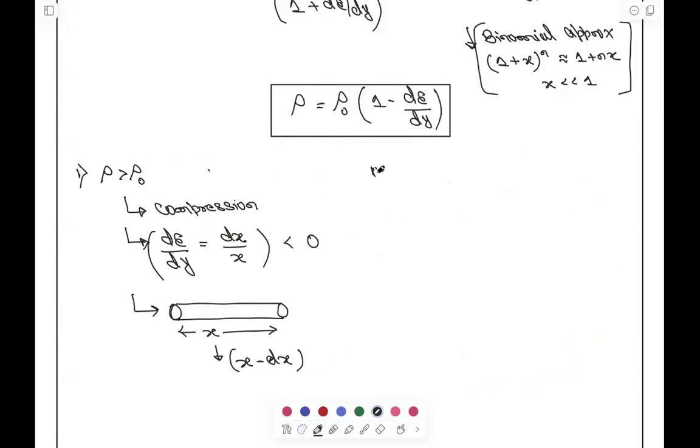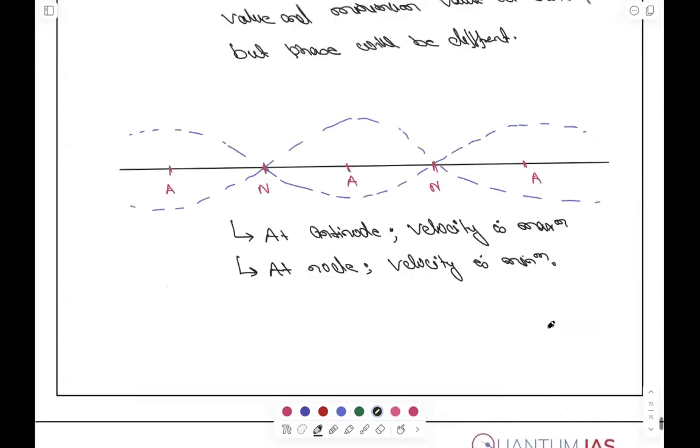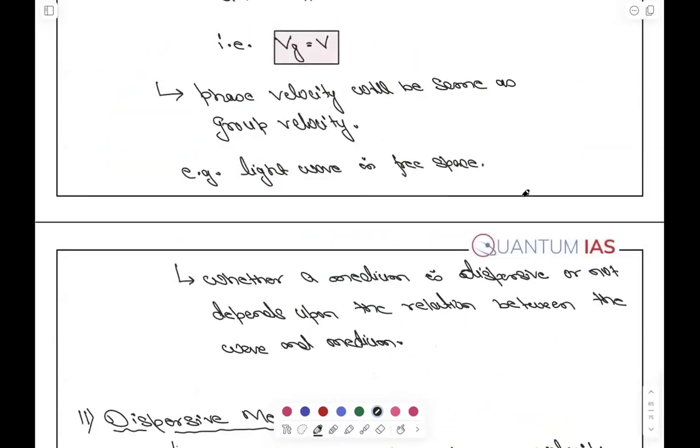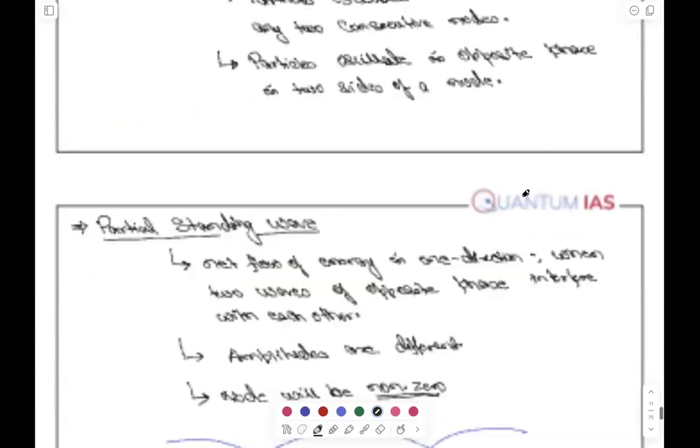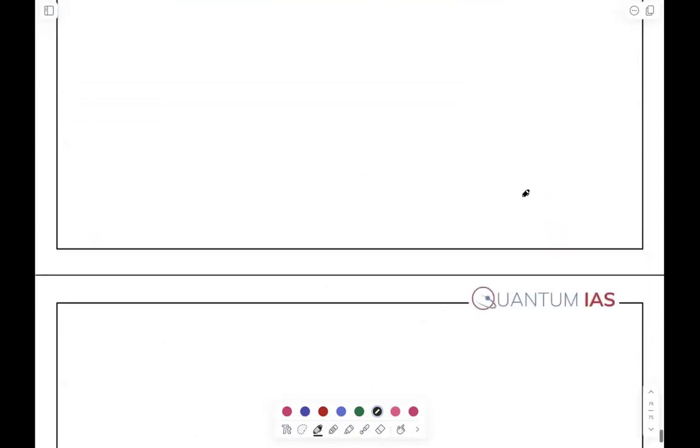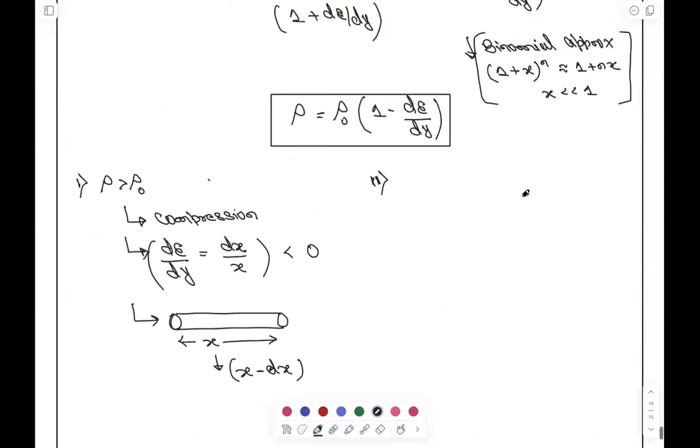Everyone understood this one or not? This was one of your PYQs. Do you know that? It is not from the current one, I will show you. It was once asked as a PYQ. But again, it's a standard derivation. Rho is less than rho naught. It is called rarefaction in fluid.